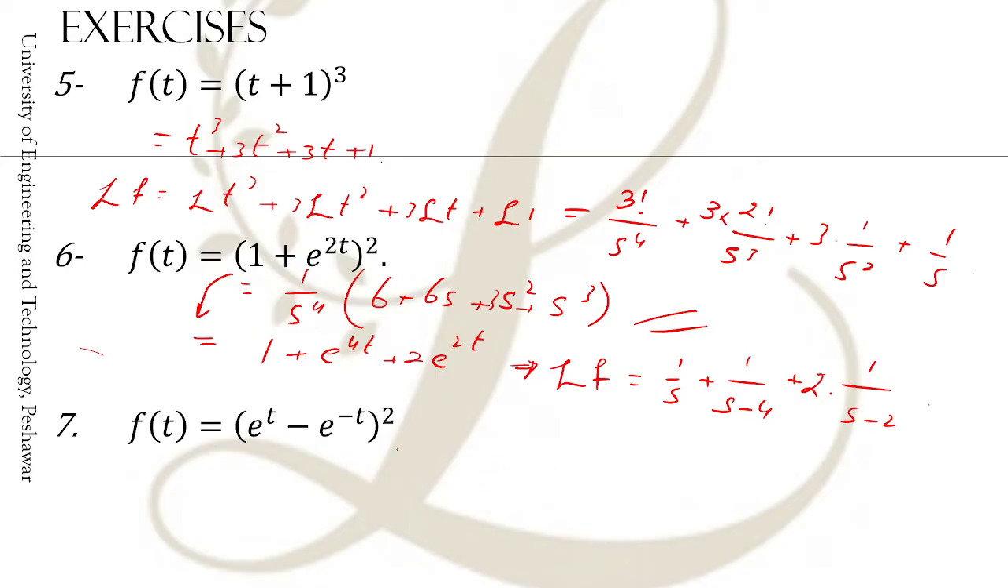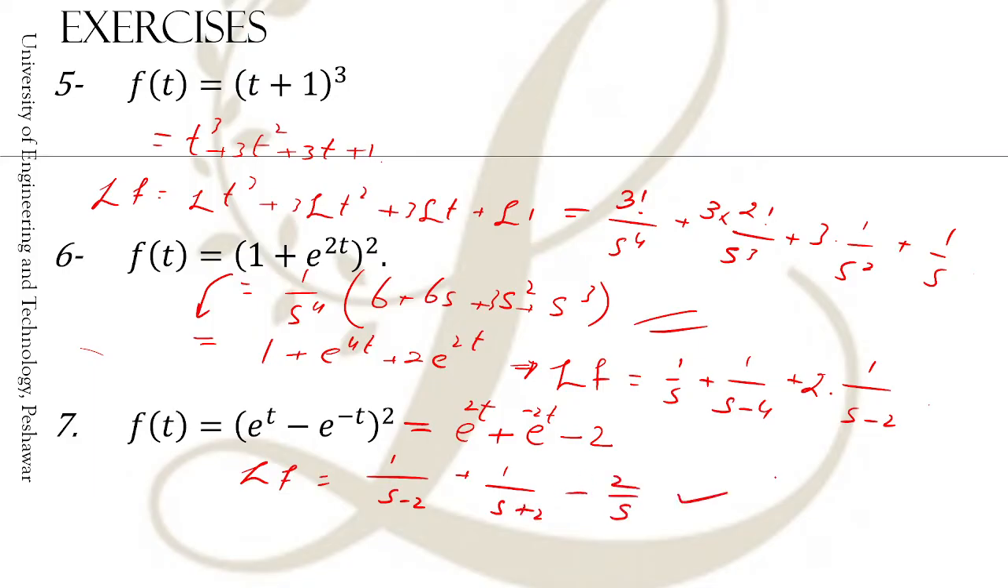Okay, right. If we have (e power t minus e power minus t) whole square, again expanding this square, so e power 2t plus e power minus 2t minus 2, applying the formula a square plus b square minus 2ab. So Laplace of f in this case will be: e power 2t Laplace is 1 over s minus 2, plus 1 over s plus 2, and minus 2 by s. Which could be further simplified as well.